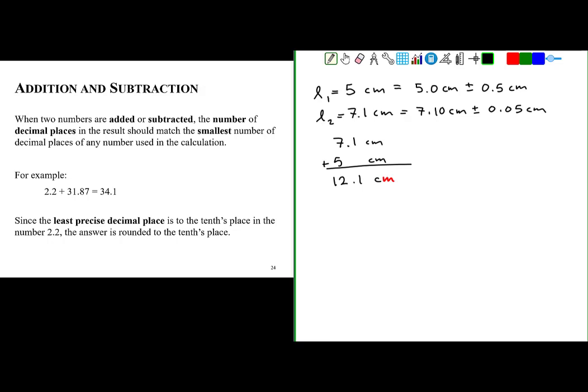However, to report our answer as 12.1 centimeters is incorrect. It's misleading. It's communicating to someone else that we know the result to the nearest tenth of a centimeter. And that's not true, because one of our values, we can know it no better than to the nearest half of a centimeter. And so if we're reporting our result to the nearest tenth of a centimeter, we are miscommunicating. We are being misleading. Let me show you why that is so.